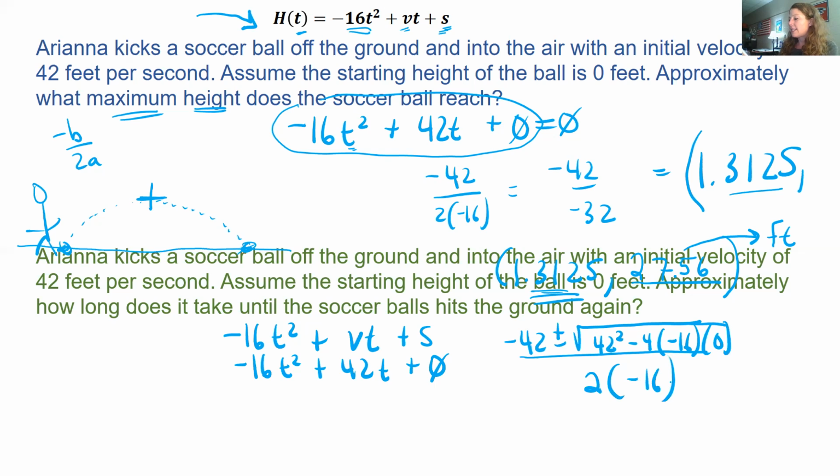And we get, let's see, 1,764, which is a perfect square. The square root of 1,764 is 42. So we have -42 plus and minus 42 divided by 2 times -16. So the first one, if we do plus, we'd have 0 divided by -32. So that answer would be 0.